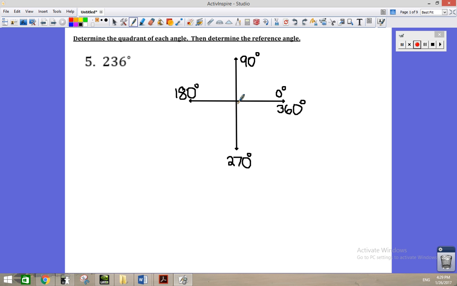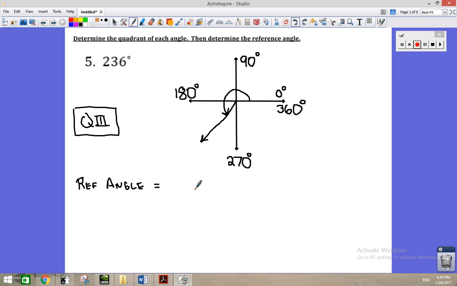So if we estimate what this angle is, here's a sketch of 236 degrees, and it lies in quadrant 3. That's one answer they wanted. Anytime that we have an angle between 0 and 360 that lies in quadrant 3, our reference angle will be that angle minus 180.